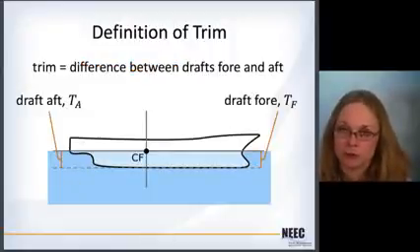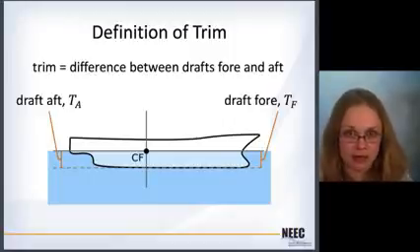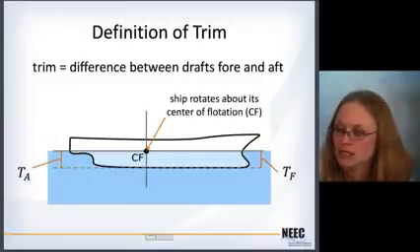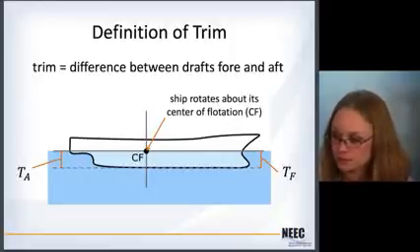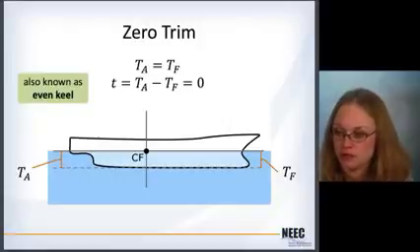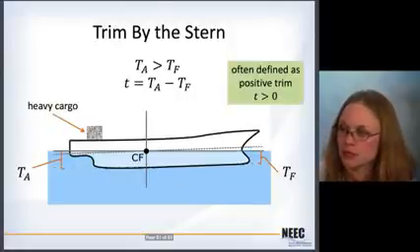Trim is the difference between the draft fore and the draft aft of the ship. It is a number, like 3 inches or something like that. The ship rotates about its center of flotation, which is not necessarily at midships. For zero trim, the draft fore and the draft aft are the same. Trim itself is this lowercase t, equal to draft aft minus draft fore. If it's equal to 0, this is known as even keel or zero trim.